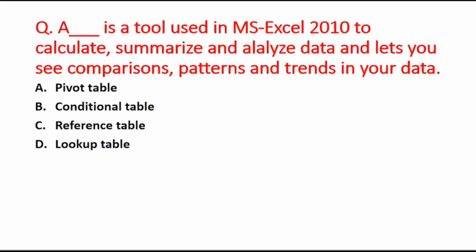Next question is a blank is a tool used in MS Excel 2010 to calculate, summarize and analyze data and lets you see comparison, patterns and trends in your data. A option is pivot table, B option is conditional table, C option is reference table and D option is lookup table. So for that, pivot table is used. So option A is the right answer.